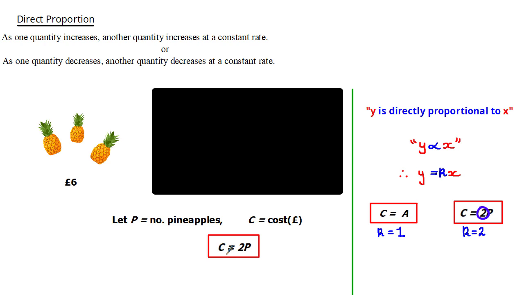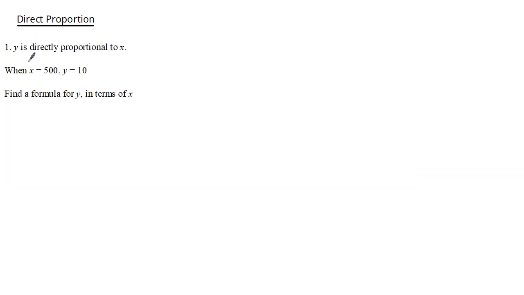And this is how you would see a typical question. So let's go ahead and have a look at a typical question on direct proportion. So for the first example, we're told that y is directly proportional to x. When x is equal to 500, y is equal to 10. Find the formula for y in terms of x.